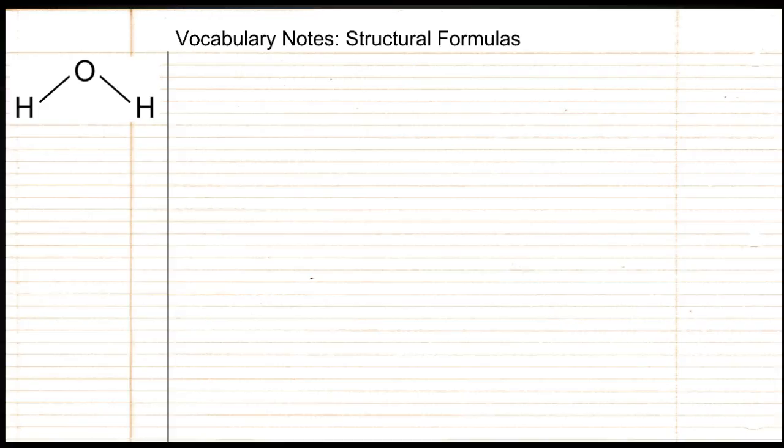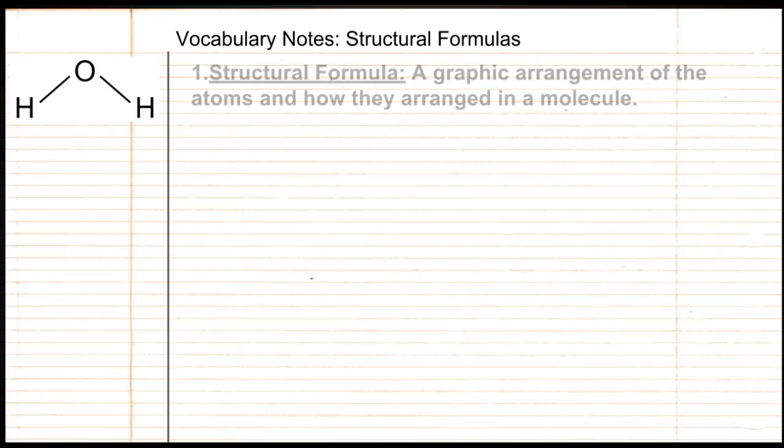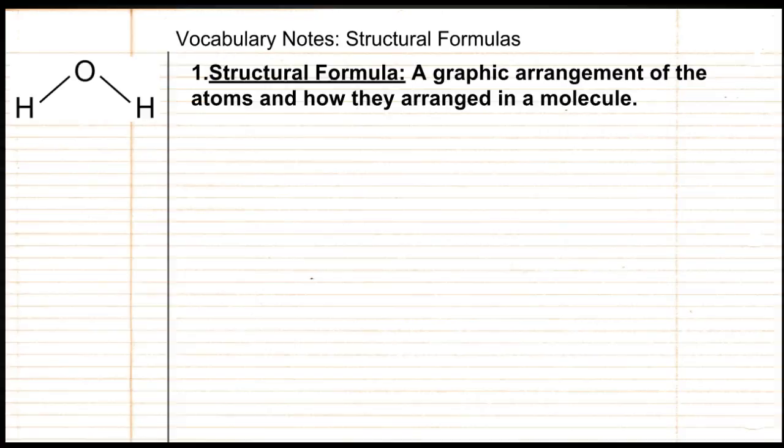Number one. For number one, write structural formula. So we learned about chemical formulas and chemical equations. Well, a structural formula is kind of a graphic arrangement, like an image or a picture, of how the atoms connect in a molecule. Here's an example: H2O. H2 is two H's connected to one O. These lines just tell you that they're connected. So that's a structural formula.